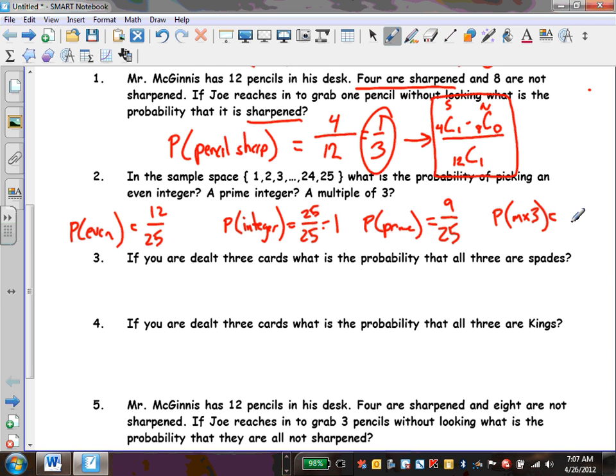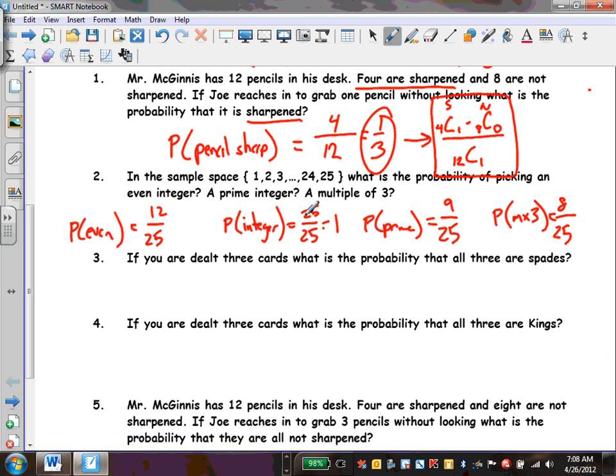And so multiples of 3 are 3, 6, 9, 12, 15, 18, 21, and 24. So that's a total of 8. Okay. And hopefully I counted right on all those, but that's the principle we're shooting for. Okay. And now anywhere where you can reduce, you want to, as we did here. And that's the point there.